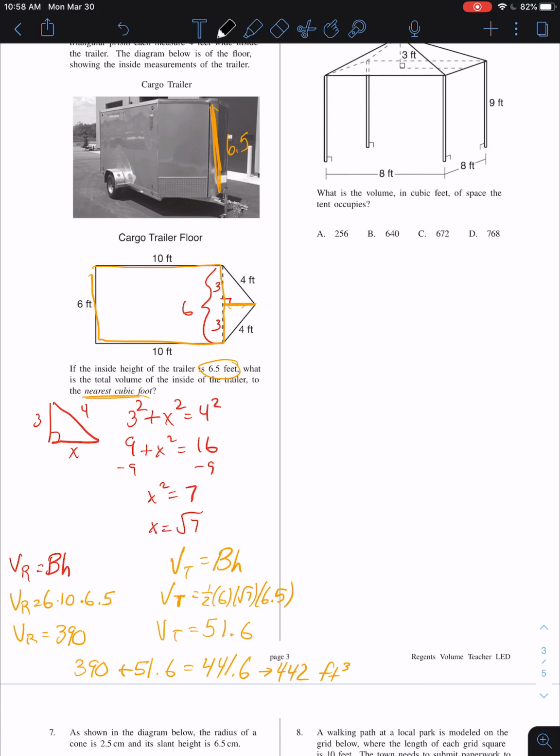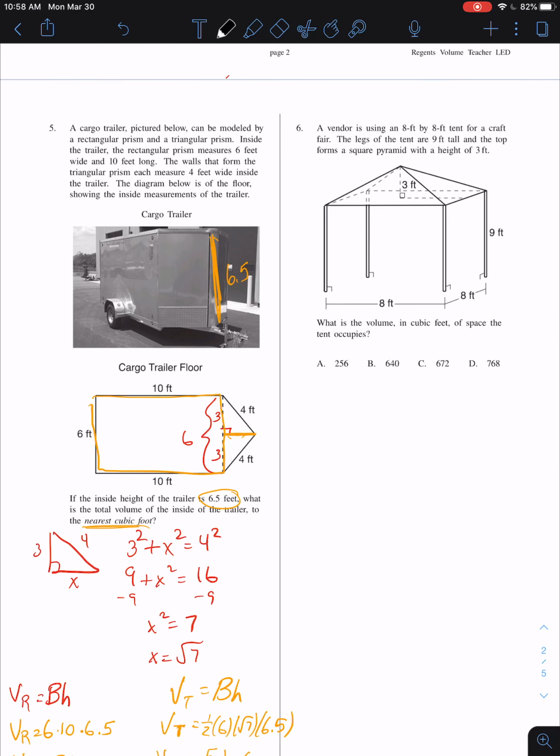Okay. So we're going to do something very similar with problem number 6. So a vendor is using an 8-foot by 8-foot tent for a craft fair. The legs of the tent are 9 feet tall, and the top forms a square pyramid with a height of 3. So we have a rectangular prism at our base, and we have a square pyramid also. So we're going to have to break this up. So let's start with the volume of our rectangular prism, which is really a square prism, but same thing.